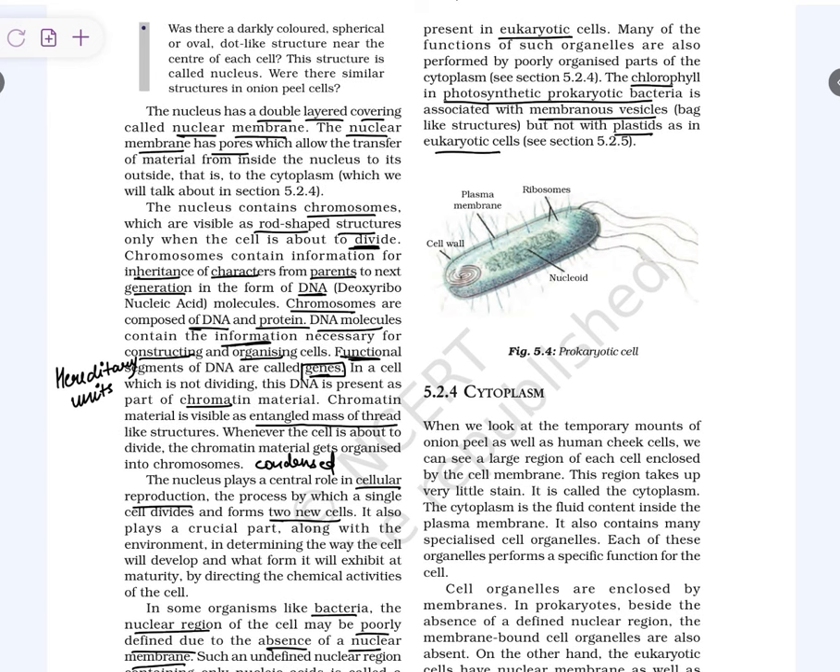So here is the picture given of a prokaryotic cell, that we have a cell wall, we have a plasma membrane, we got ribosomes, and we got a nucleoid. You can see that the nucleus is an undefined structure.